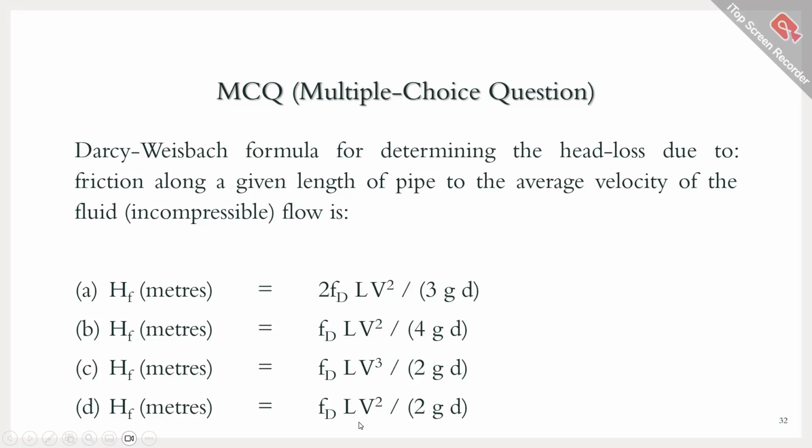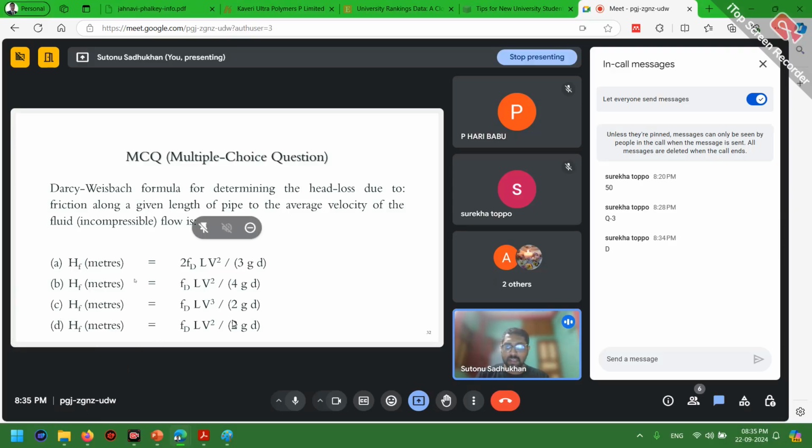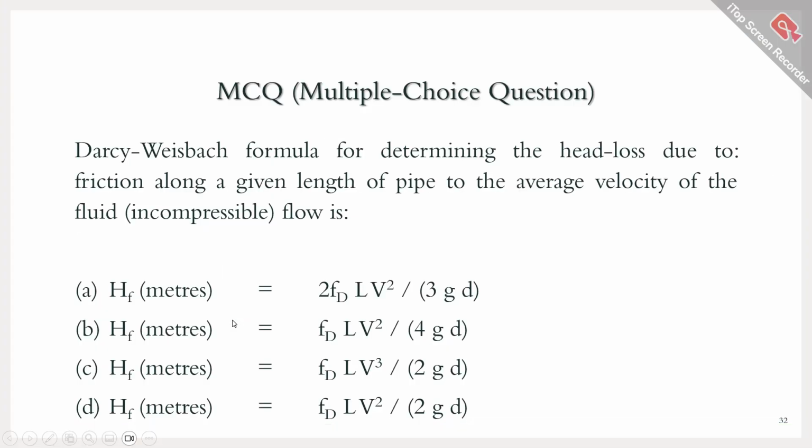Only the 3 options are left. So the first factor is 2 by 3, second factor is 1 by 4, and the fourth factor is 1 by 2. Which factor is correct? A, B, or D? That you have to decide. Sureka is telling us option D. Now we will see the answer.